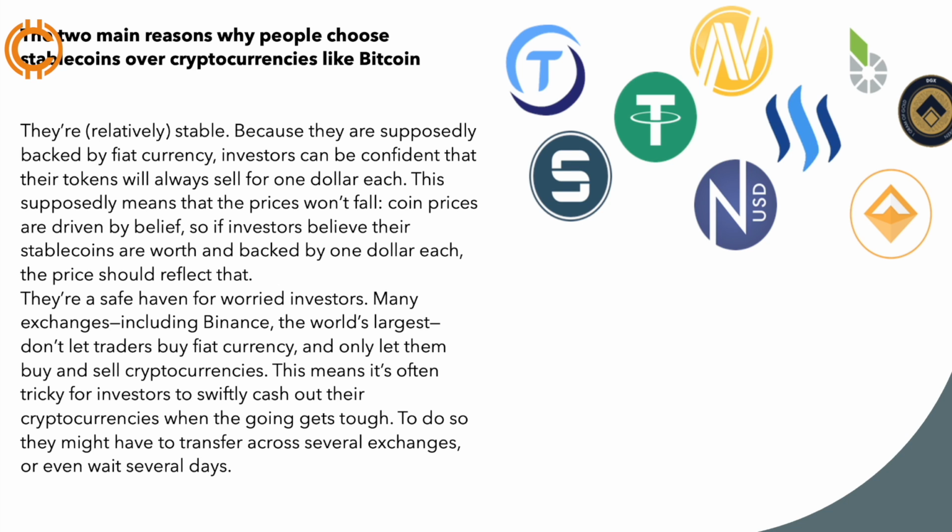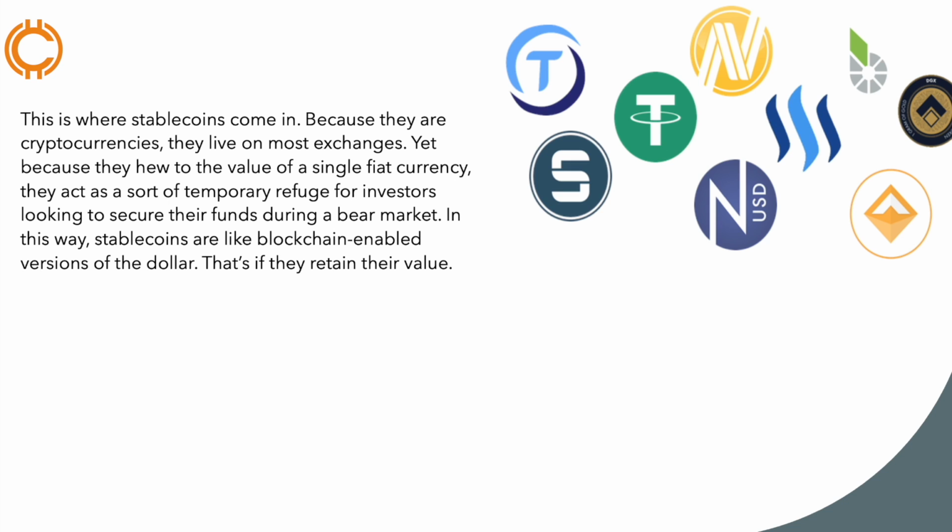Many exchanges, including Binance, the world's largest, don't let traders buy fiat currency and only let them buy and sell cryptocurrencies. This means it's often tricky for investors to swiftly cash out their cryptocurrencies when the going gets tough. To do this they might need to transfer across several exchanges or even wait several days. This is where a stablecoin comes in. Because they are cryptocurrencies, they live on most exchanges, yet because they adhere to the value of a single fiat currency, they act as a sort of temporary refuge for investors looking to secure their funds during a bear market. In this way, stablecoins are like blockchain-enabled versions of the dollar. That's if they retain their value.